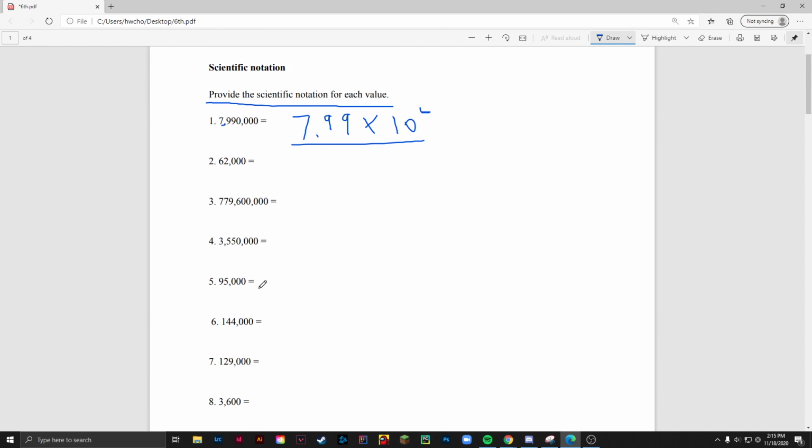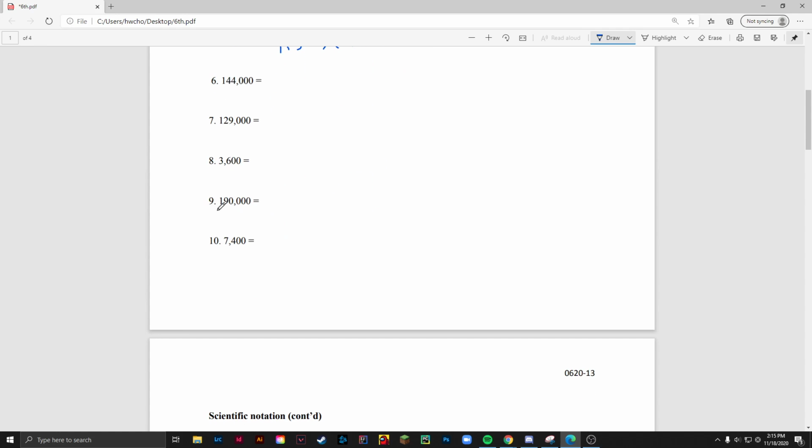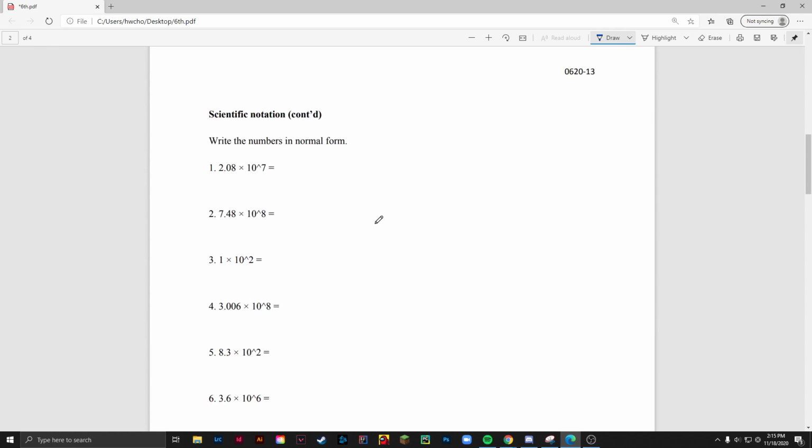Let's go over number 5 then. So this is super simple as well. 9.5, and then if it's 0 you don't have to think about it, and then you do 10 to the 1, 2, 3, fourth. Last question right here, 190,000 is going to be 1.9 times 10 to the 5th because there's 5 digits behind the first one.